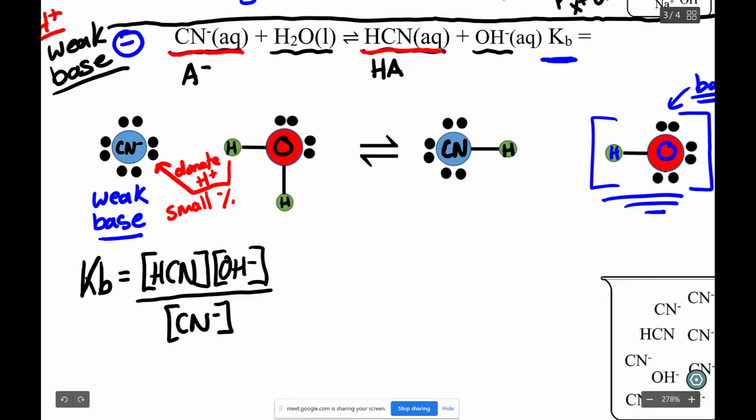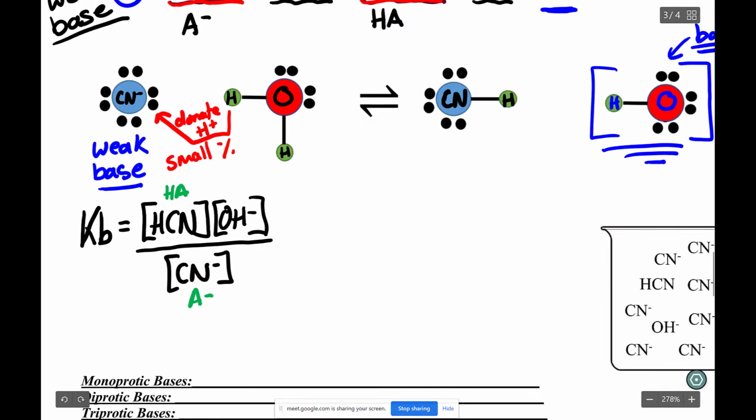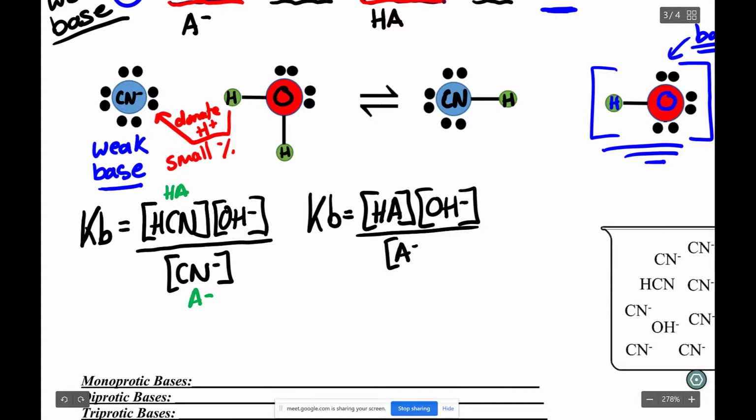The generic formulas for HCN, that would be HA, and CN minus is A minus. So if I was to write the generic Kb expression for this, the generic Kb would always be HA times OH minus all over A minus.